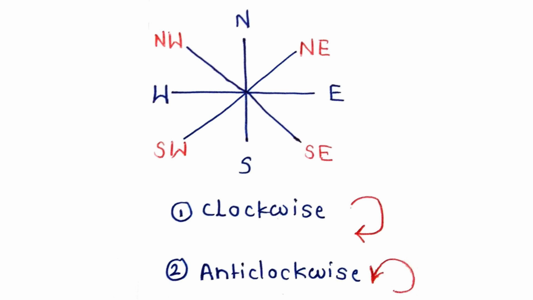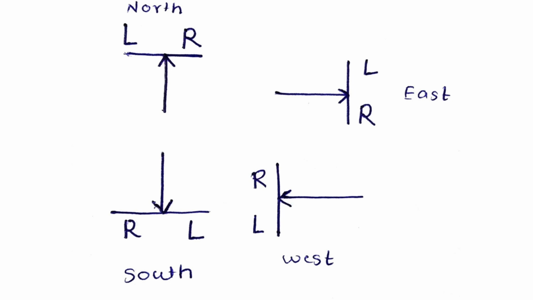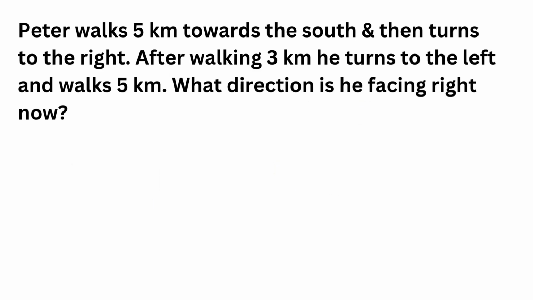When a person is moving towards the north, east, south and west, how to represent when he moves towards the left and right? By using these diagrams, these four diagrams you have to remember, so that your work will be easier and correctness also improved. So without any further delay, let's start with the question.